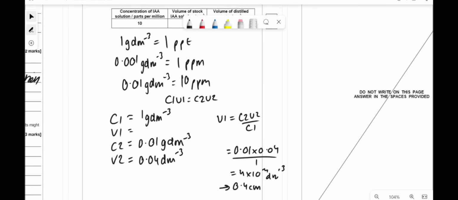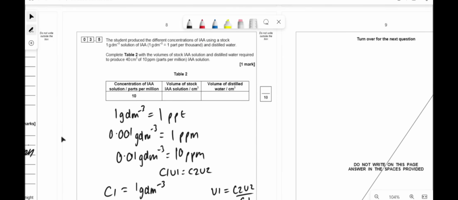Now we can rearrange this to find V1. V1 equals C2V2 over C1, which is 0.01 times 0.04 all over 1, which gives us 4 times 10 to the minus 4 decimeters cubed. Then to convert that to centimeters cubed, you times by 1,000, and you get 0.4 centimeters cubed. So from the original stock sample, we want to take out 0.4 centimeters cubed. But we want to make 40 centimeters cubed, so we add the rest in water, which is 39.6 centimeters cubed.